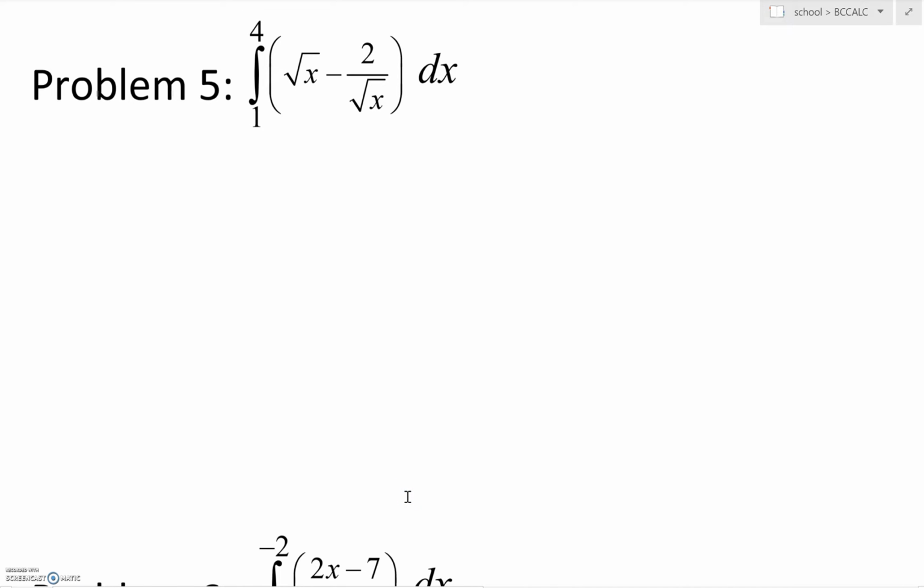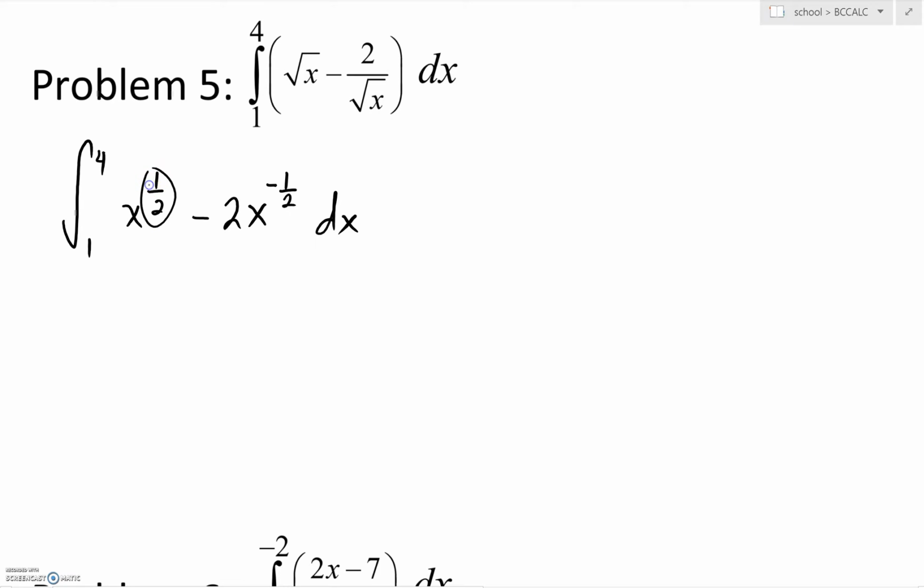BC Calculus, we're looking at our station activities. Here's problem number 5. This is just a basic fundamental theorem of calculus part 2 problem. I'm going to have to find an antiderivative, and as we're looking at this integral from 1 to 4, I want to show you this is really x to the 1/2 minus 2x to the negative 1/2. Try to get every term as x raised to a power.